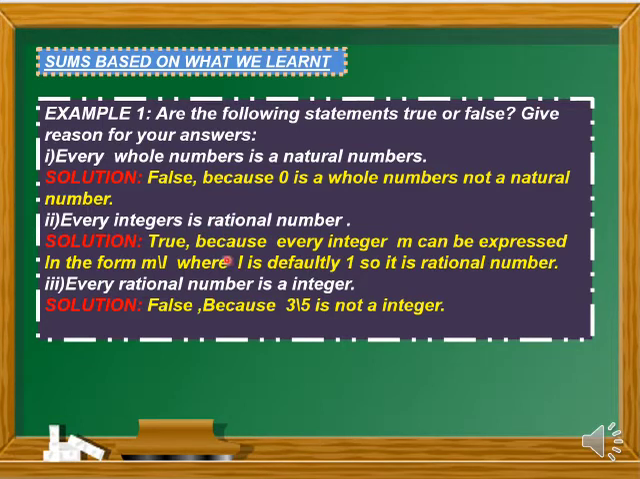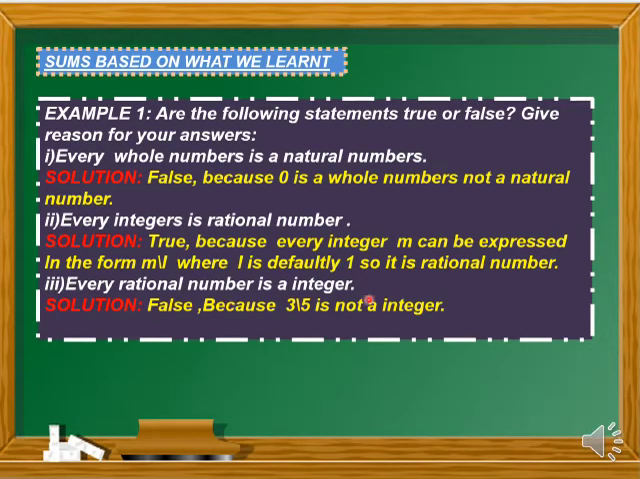In the previous video, I gave the example 5. So 5 is an integer and it can be represented in rational form by adding 1 as the denominator. So here the solution: true, because every integer m can be expressed in the form m by l, where m represents any number and l is by default 1. So it is a rational number. I hope you understood.